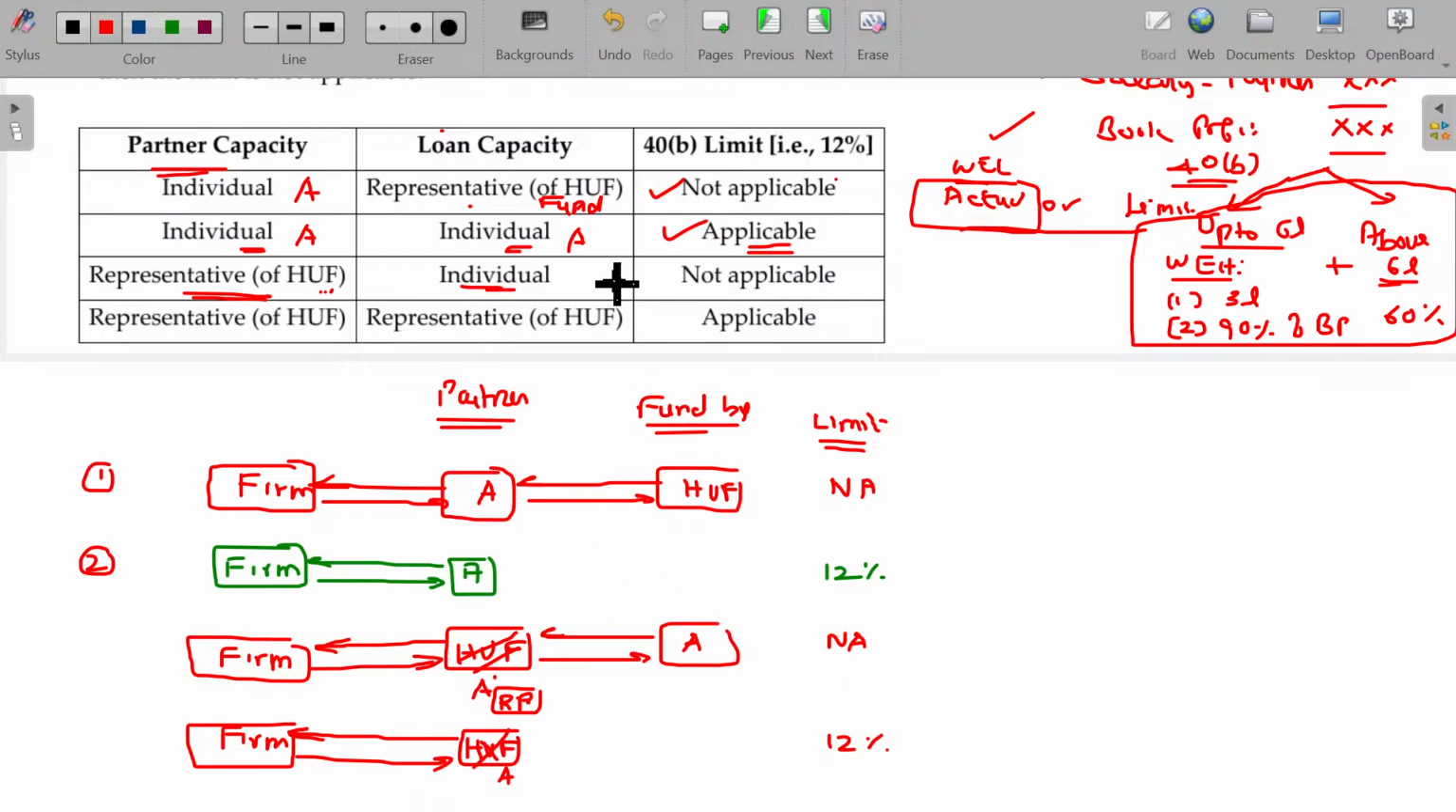If the loan is given by A, means a third party is giving, like a member is giving, and the partnership firm funded by the Hindu undivided family, but signed by A. But now the loan is given directly by A, then the limit is not applicable. Last scenario, representative being the HUF, A himself representing the HUF, and the fund is also given by the Hindu undivided family itself, then 12%. So with that, Section 40 clause B is over.